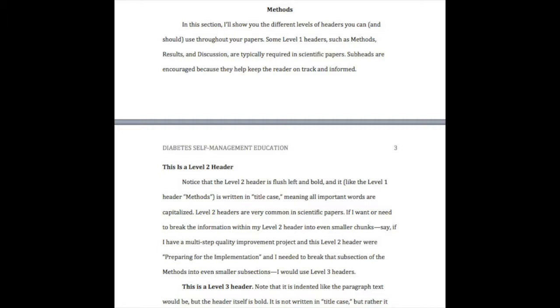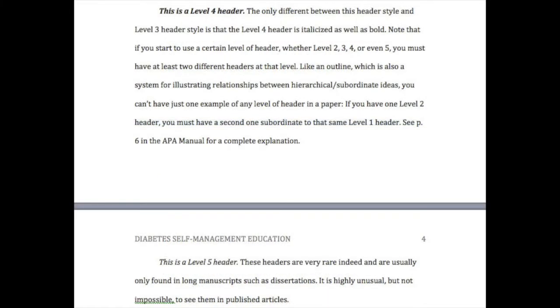The level 3 header also ends in a period, unlike level 1 and level 2 headers, which don't include any punctuation. Here you can also see a level 4 and level 5 header. These two types of headers are indented as well, just like level 3, but you can see that level 4 is bold and italic, and level 5 is just italic.